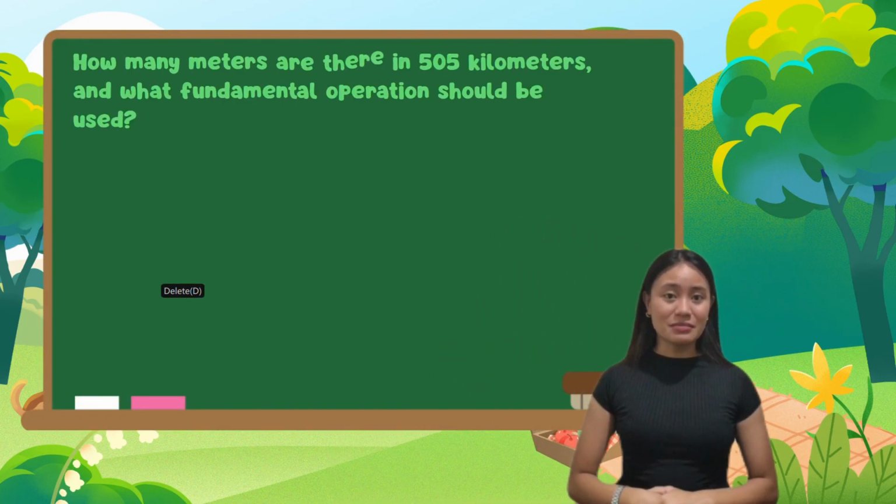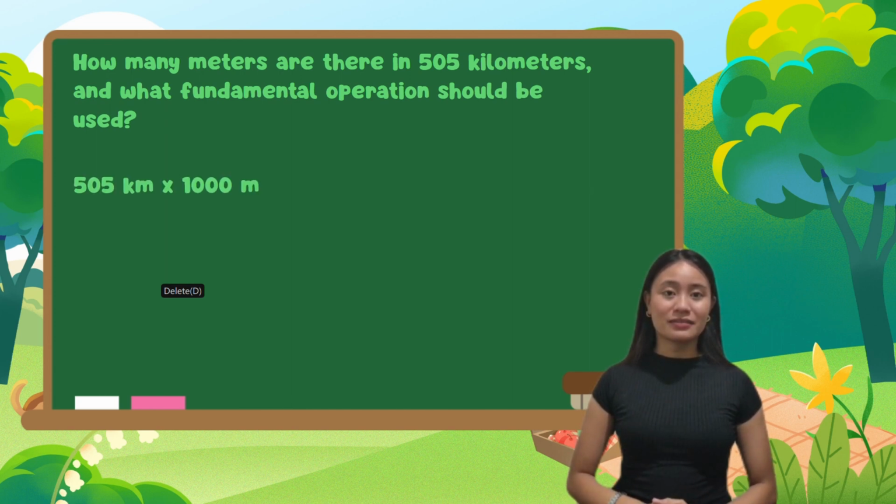505 kilometers times 1,000 meters is equal to 505,000 meters. Very good! So in 505 kilometers, there are 505,000 meters.